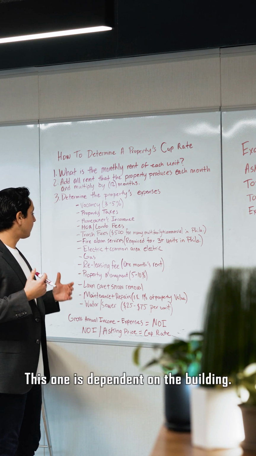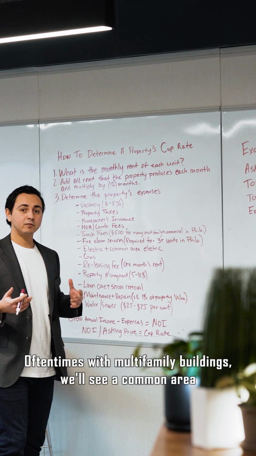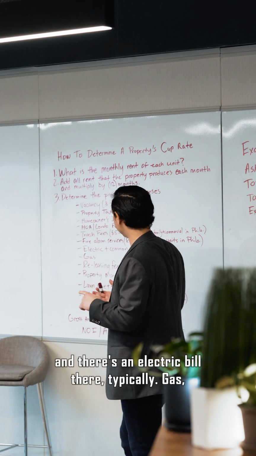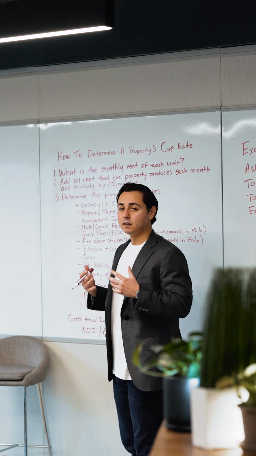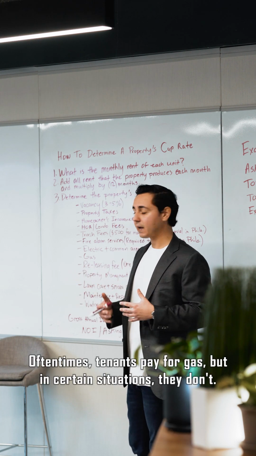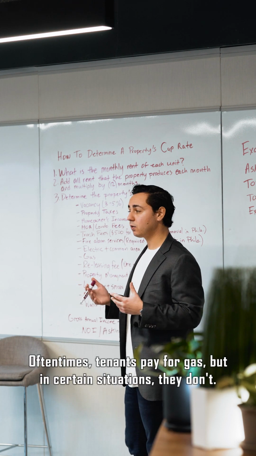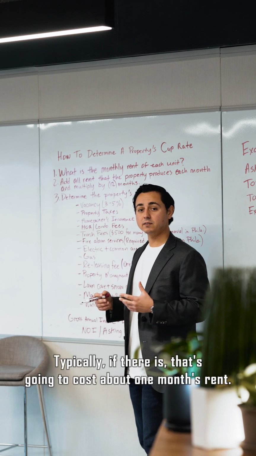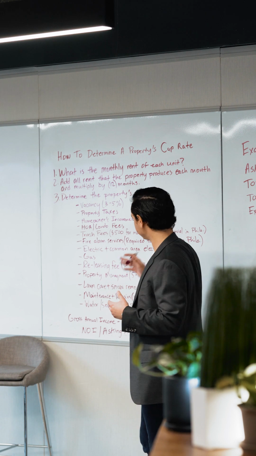Electric and common area electric. This one is dependent on the building. Oftentimes with multifamily buildings, we'll see a common area and there's an electric bill there typically. Gas, oftentimes tenants pay for gas, but in certain situations they don't. Is there a releasing fee? Typically, if there is, that's going to cost about 1 month's rent.